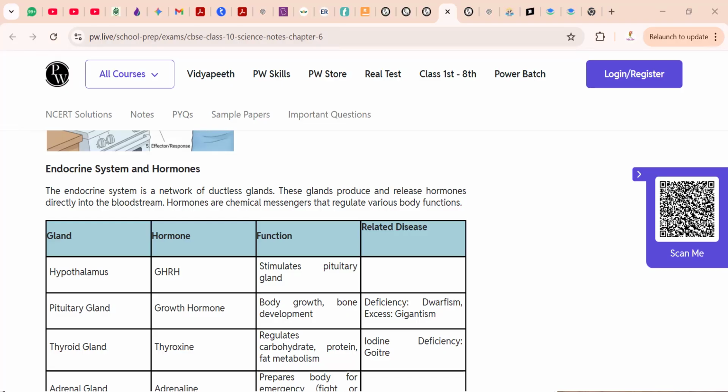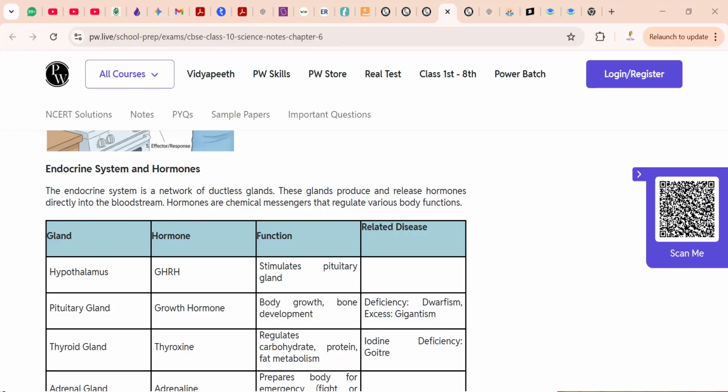In the peripheral nervous system, there is a division called somatic and autonomic. Again, the peripheral nervous system can be classified into two: the somatic nervous system and the autonomic nervous system. The central nervous system consists of the brain and the spinal cord, and the peripheral nervous system consists of the somatic nervous system and the autonomic nervous system.